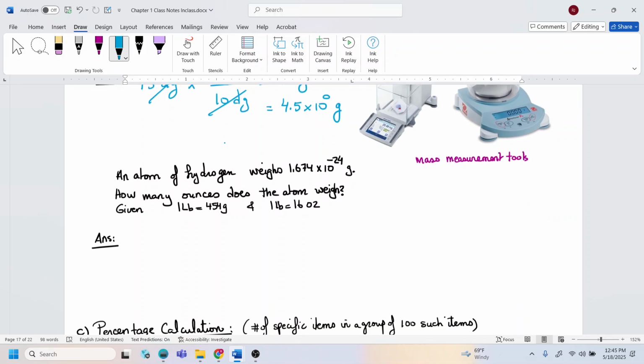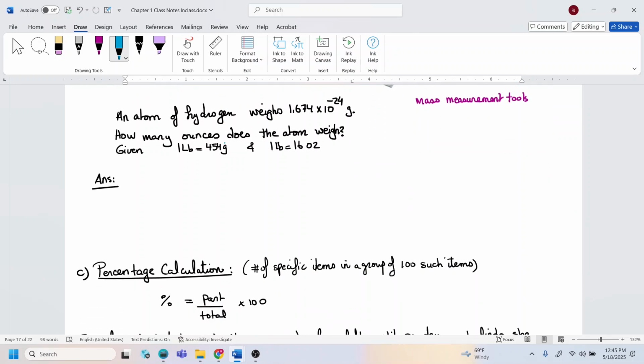An atom of hydrogen weighs 1.674 times 10 to the minus 24 grams. How many ounces does the atom weigh? I am given the pounds and I'm given the ounces conversion, right?